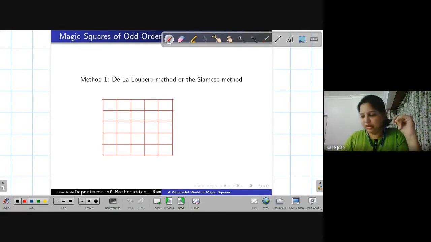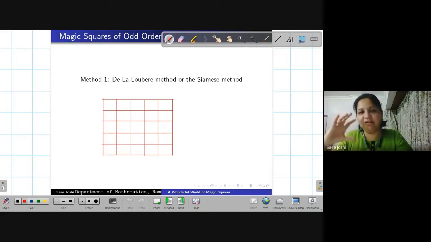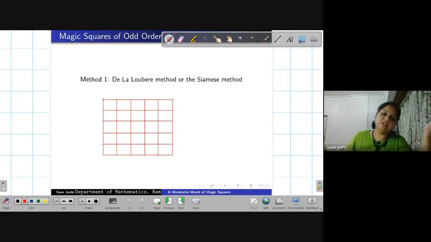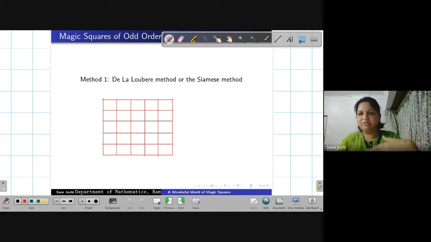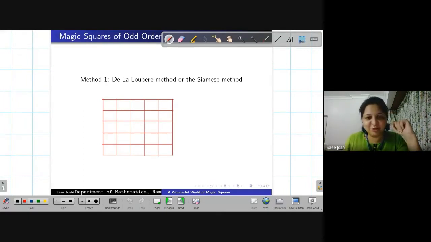Okay, so now we have seen enough of history about magic squares and how they are classified. Now we'll actually look at whether we can create some magic squares of our own. I will discuss two methods for magic squares of odd order. Odd order means we are discussing squares of order 3 by 3, 5 by 5, 7 by 7 and so on. The first method that I want to discuss is called the De la Loubère method or the Siamese method. There is a very interesting story to this.